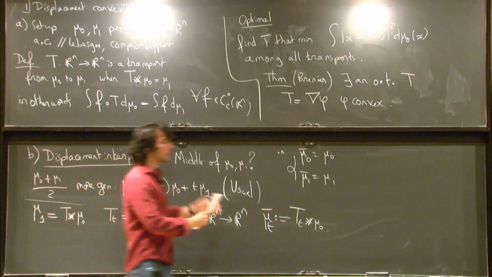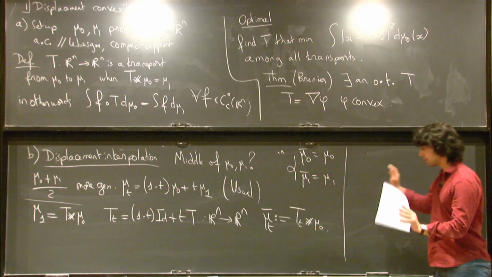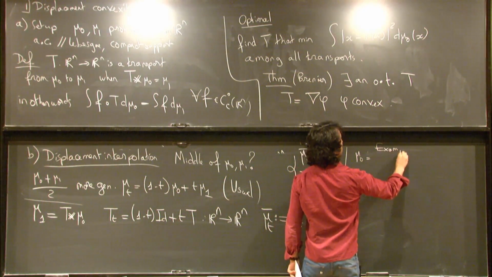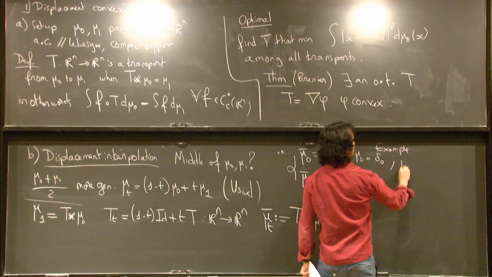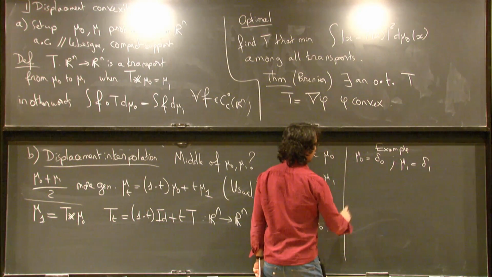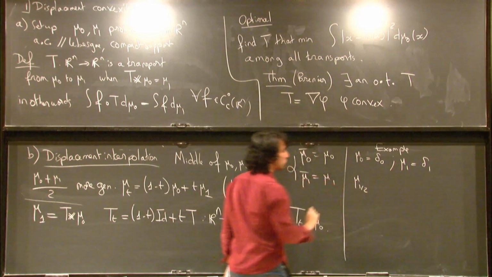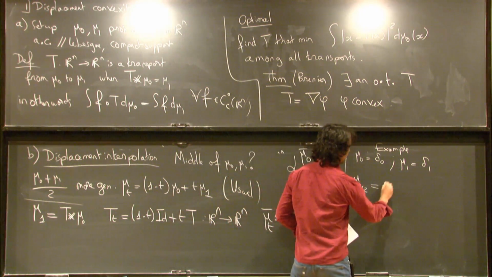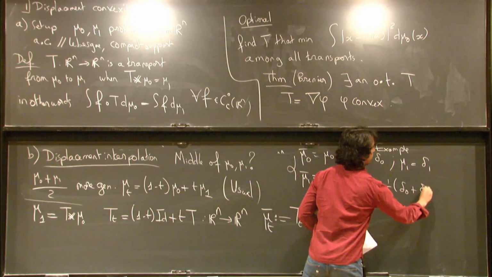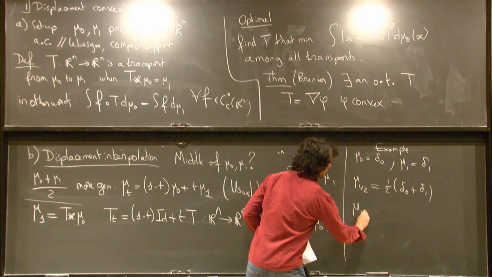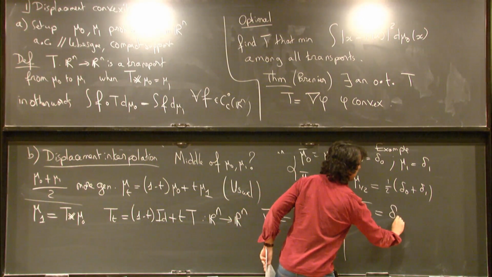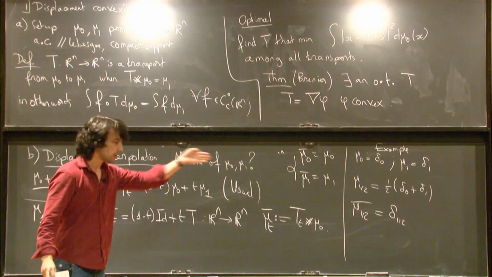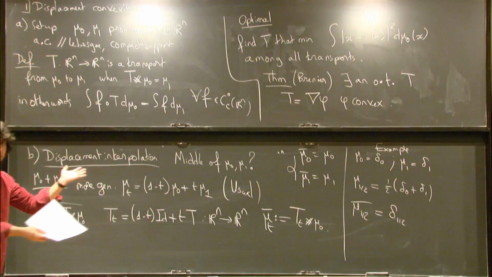If that's confusing, there is an example that I think clarifies the situation. If mu0 is the Dirac mass at 0 and mu1 is the Dirac mass at 1, then the usual midpoint is this mixture of two Dirac masses, and the displacement midpoint is just the Dirac mass at 1/2, because the obvious transport here is the translation by a vector 1, and you're just doing half of it, move by 1/2. Okay.